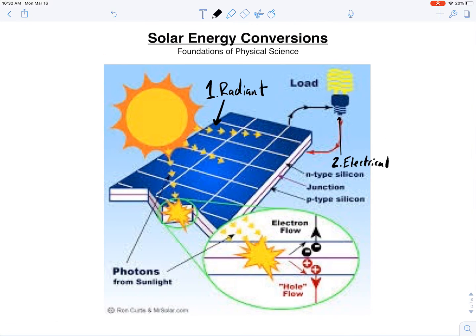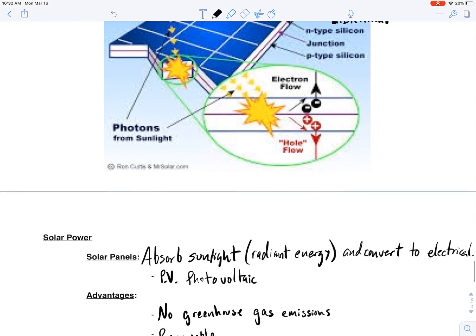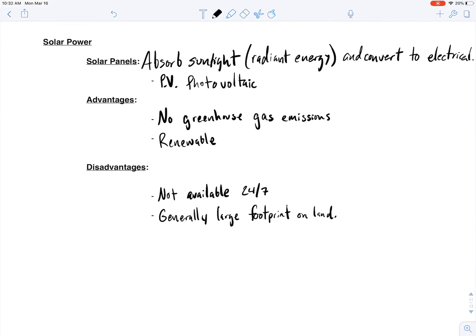So go ahead, use these notes to complete your assignment. That's also posted in Google Classroom. Just a real quick little breakdown of the energy types involved, as well as your verbal description in nice complete sentences of what's going on with solar energy production.